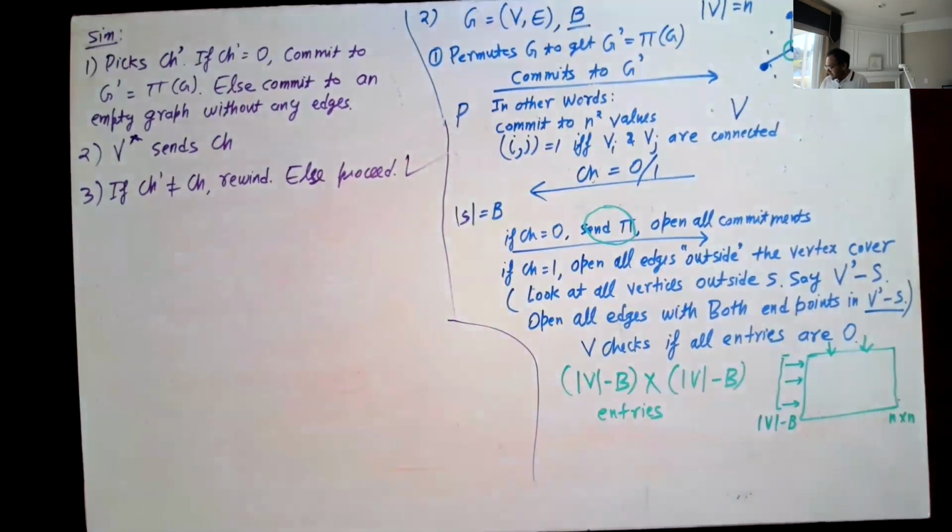And there's a question here. Do we need to commit to the permutation? Well, I don't think committing to the permutation is necessary. If you want, you can do it, but it's not clear what the prover can gain by changing the permutation later on.